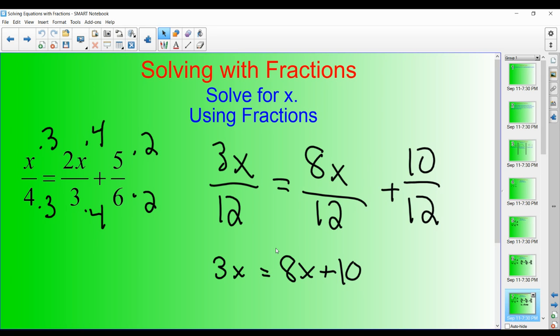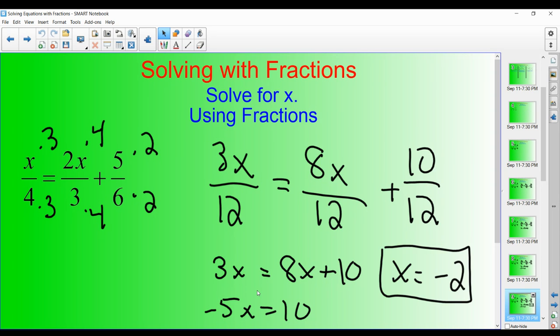Now this is a multi-step equation where I have variables on both sides. So I have to move the variables, and I'm going to move them to the left by subtracting 8x on both sides. Then I have to get x alone, so I'm going to undo the multiplication by dividing by -5 on both sides. And I wind up with x equals -2. So this one, I kept the fractions for a little bit. Eventually they go away, and I solve my equation.